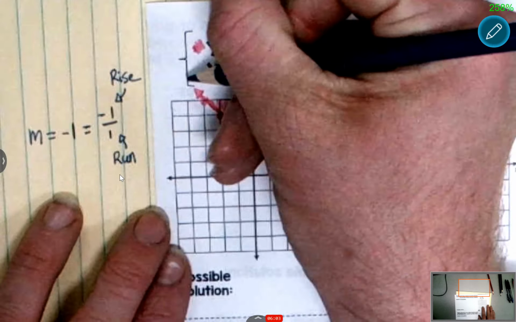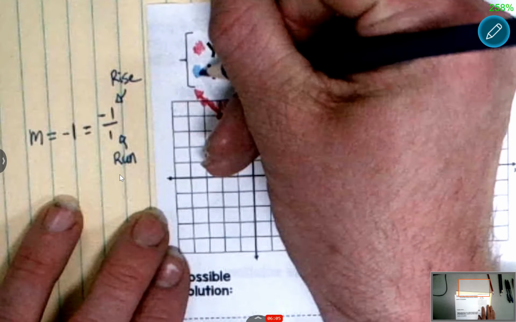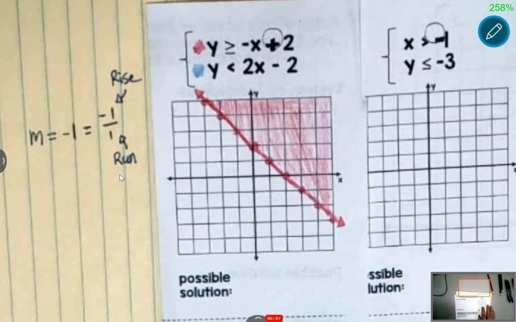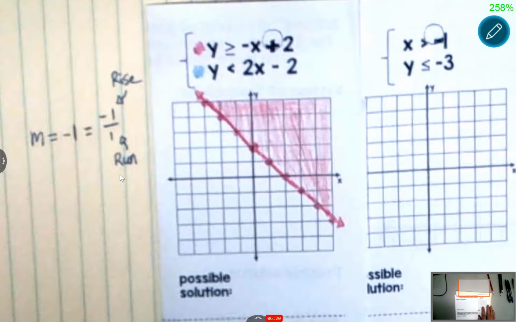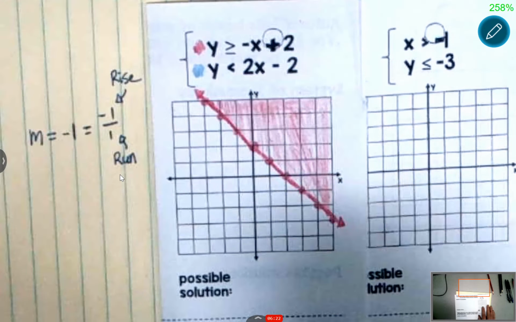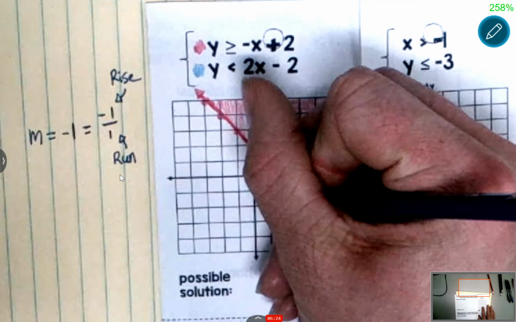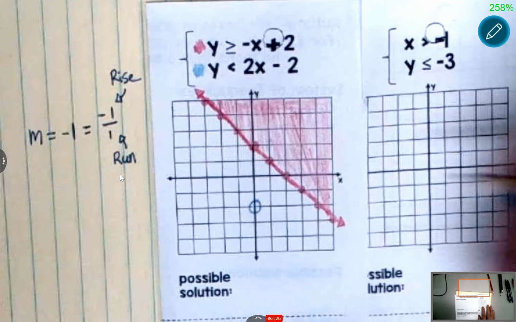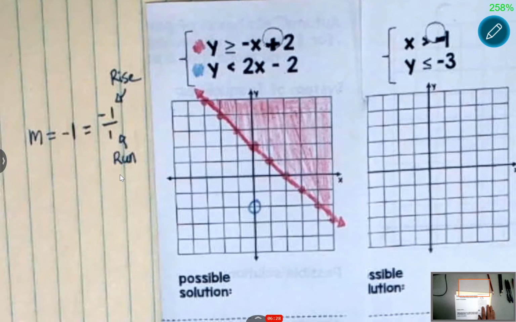Again, I'm going to do this one in blue. And again, I'm going to start at my y-intercept. Go ahead and see if you can guess where I'm going to plot my first point based on my y-intercept. Go ahead and look at your paper and see if you know where it's going to go. Okay? I'm going to plot my first point at negative 2. And I'm going to do an open circle because y is just less than, not equal to, 2x minus 2.